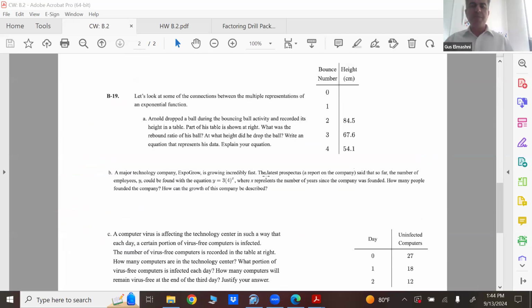Okay, let's try another one here, guys. A bouncy ball. Let's say you drop a ball. It bounces. As you imagine, the ball will bounce back to a lower height and eventually it'll stop bouncing, right? So what we need to notice is the ratio.